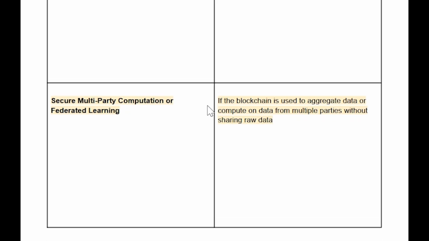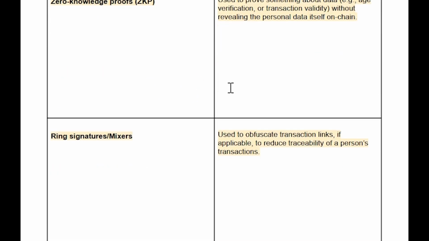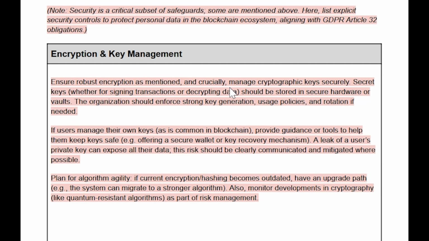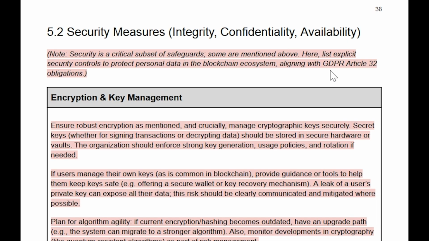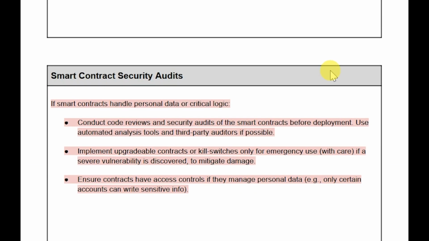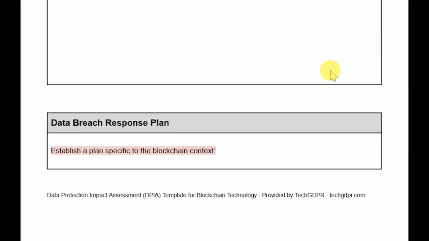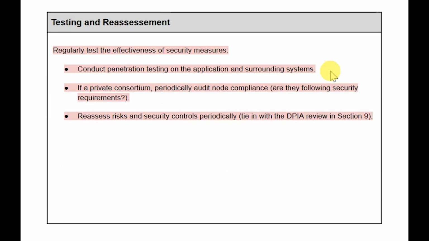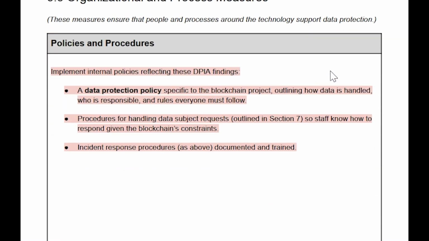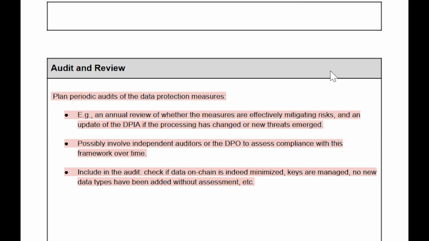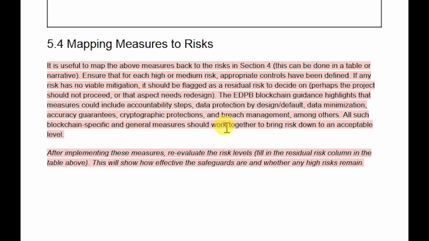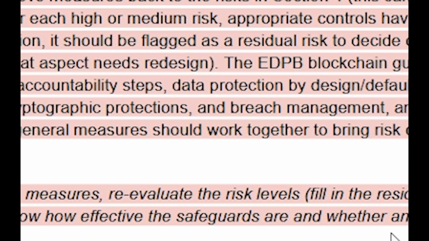But then these are common also, for instance, privacy enhancing technologies that are used, which might be applicable to your use case. Security measures for integrity, confidentiality, and availability. Organizational and process measures. And then mapping measures to risks. It is useful to combine section 5 and section 4. More information to be read here in the guidance.